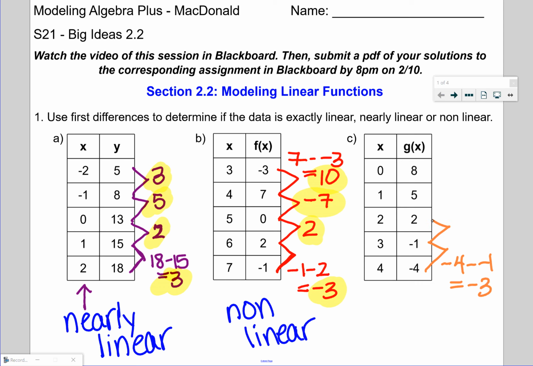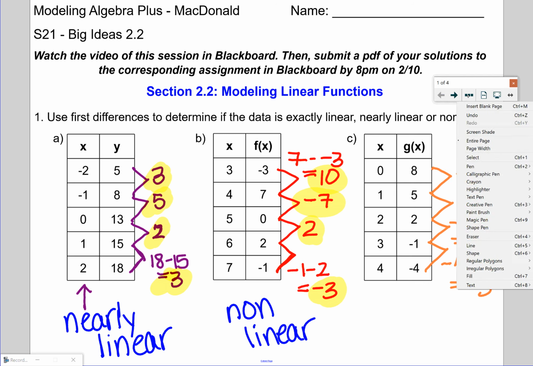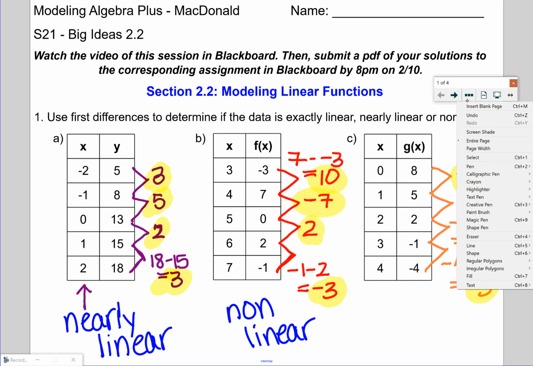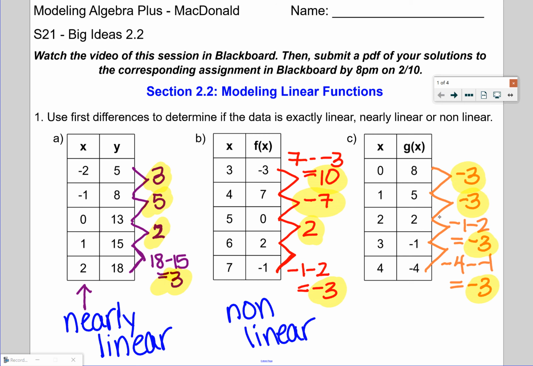Then I have -1 take away 2. That's -3. 2 minus 5, -3. And 5 minus 8, -3. So let's look at those first differences, and hopefully you're seeing a pattern here. We have a lot of -3. So if you get that same first difference, no matter which consecutive set of values for the function that you are finding the difference of, we say that the data is exactly linear.